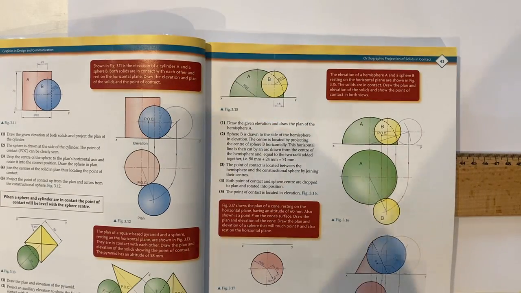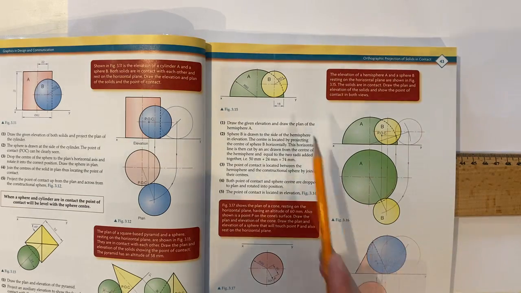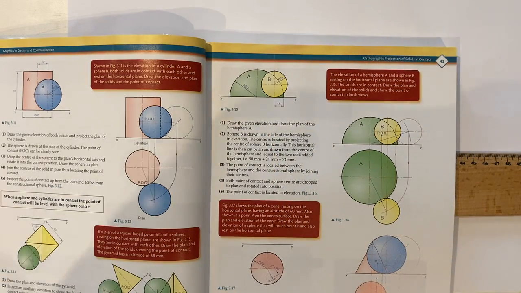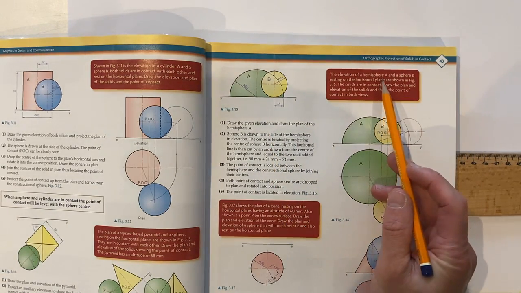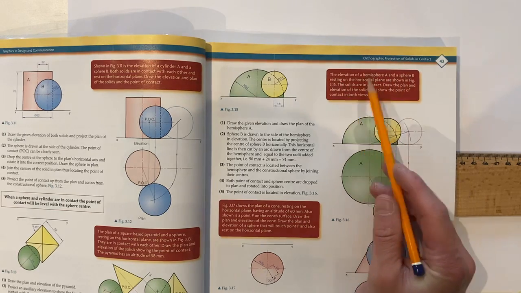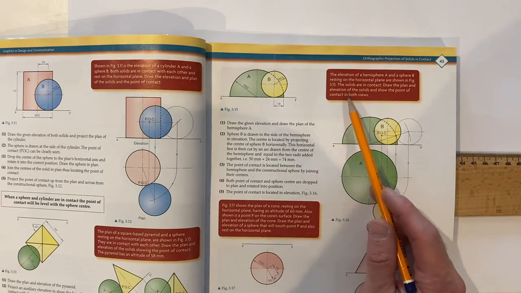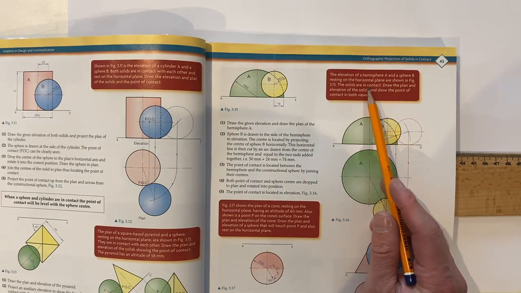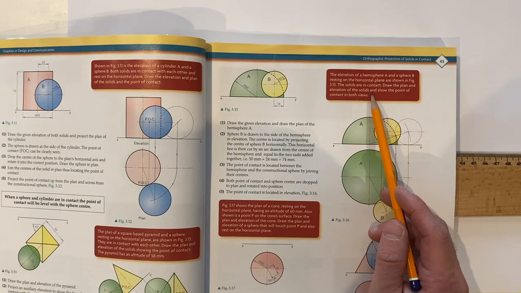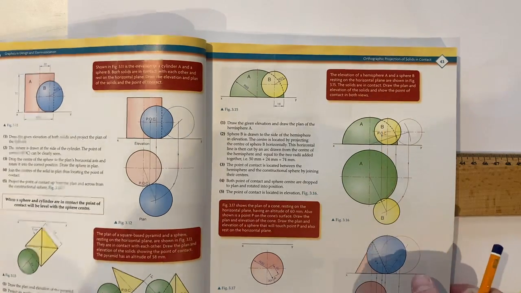So this video is going to go through the homework question, which is on page 43 of your book. It's involving the hemisphere and the sphere. It tells us the elevation of a hemisphere A and a sphere B resting on the horizontal plane are shown in figure 3.15. So that's our elevation there. The solids are in contact. Draw the plan and elevation of the solids and show the points of contact in both views.